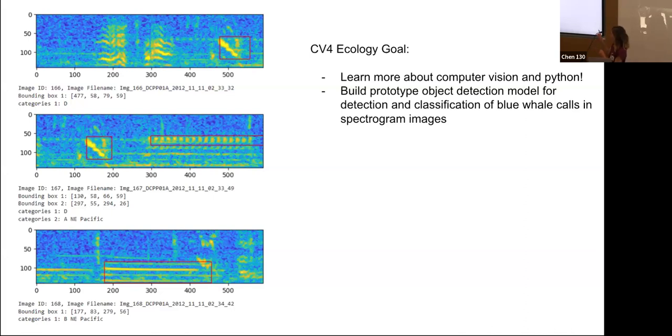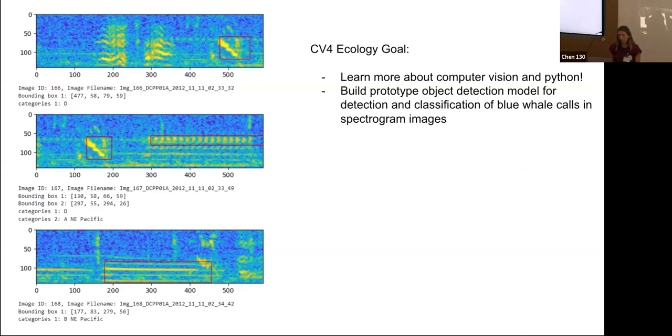But yes, good eye. Of course you have a good eye, right? That happens to be two identical examples, but the image itself is different. Yep. Hopefully object detection, but we'll see how it goes. Cool. Thanks.